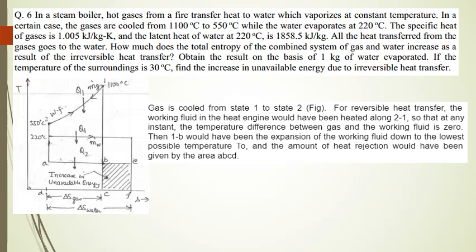Now for reversible heat transfer, the working fluid in the heat engine would have been heated along 2 to 1, so that at any instant the temperature difference between gas and the working fluid is 0. Then 1B would have been the expansion of the working fluid down to the lowest possible temperature, T0, and the amount of heat rejection would have been given by the area ABCD.